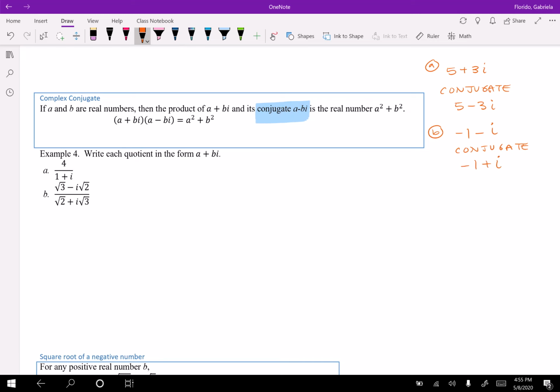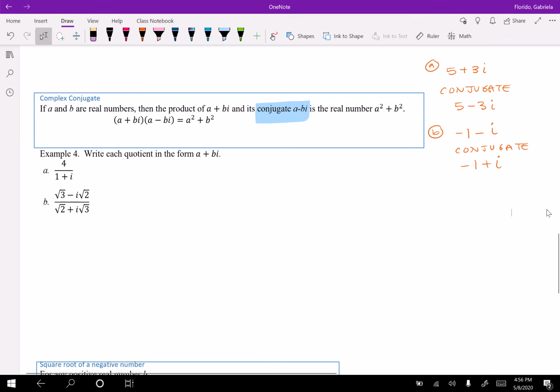Now if we multiply these two together, the number and its conjugate, we actually end up with a number that doesn't have an imaginary part. And that's what this statement here is saying. And that works well, especially when we want to rationalize the denominator of a complex number. We know that if we multiply by its conjugate, we're going to get rid of the imaginary part, or in the case of radicals, we end up eliminating the radicals.